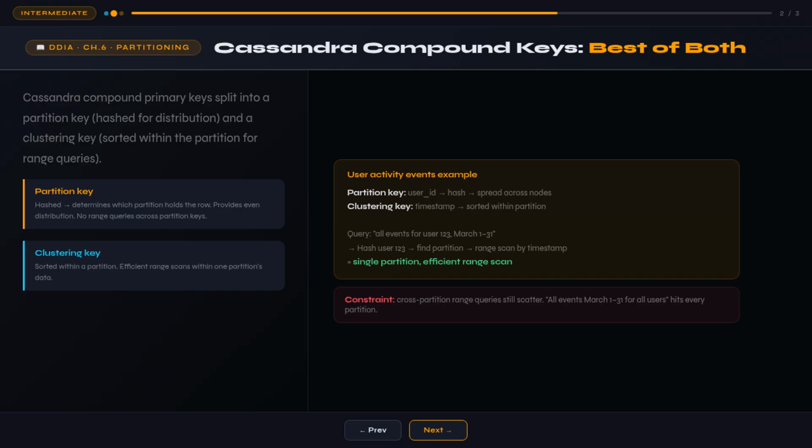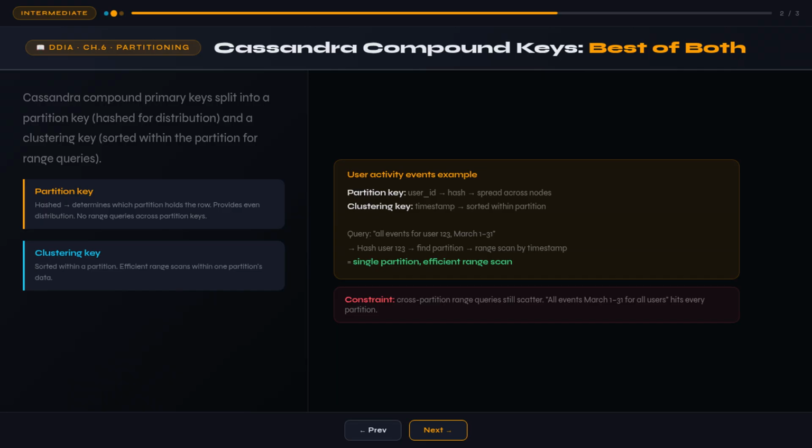A query for all events for user 123 between March 1st and March 31st hashes user 123 to find the right partition, then does a range scan by timestamp within that partition. This design is specifically optimized for the access pattern: get me all events for this specific entity, in this time range. That's a dominant pattern in many real applications: activity feeds, sensor readings, audit logs. Cassandra's data model essentially requires you to design around your access patterns from the start, which is exactly the right discipline for a system at this scale.